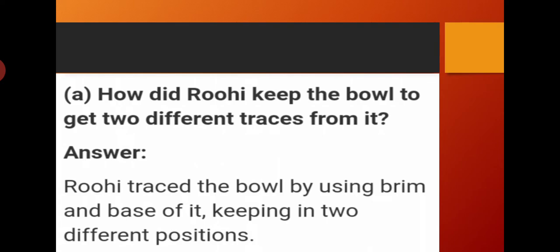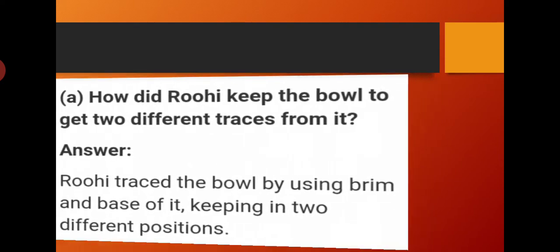So you have to do this question in your notebook. Students, take a ball from your home and keep the ball in two different positions, then make two different traces, base of a ball and the brim of the ball.